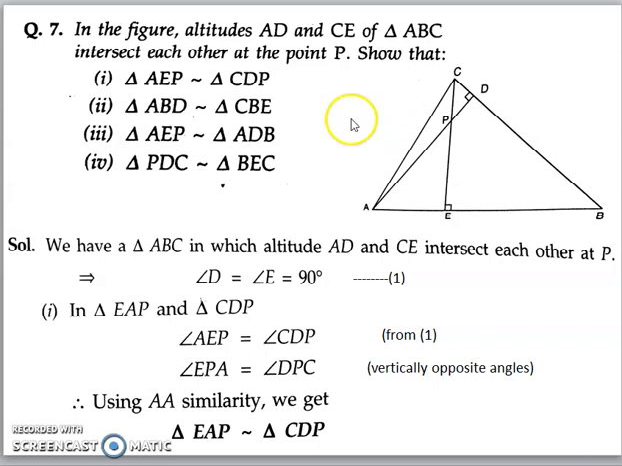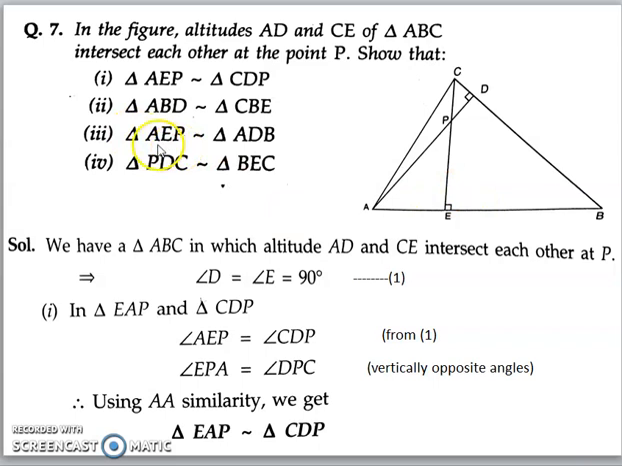The next part is ABD and CBE, you have to prove similar. That is, ABD, this triangle, is similar to triangle CBE. Now here if you observe, again you have one set of angles that is 90 degrees each, and angle B is the common angle for both the triangles. So again by AA criteria you can say the triangles are similar.